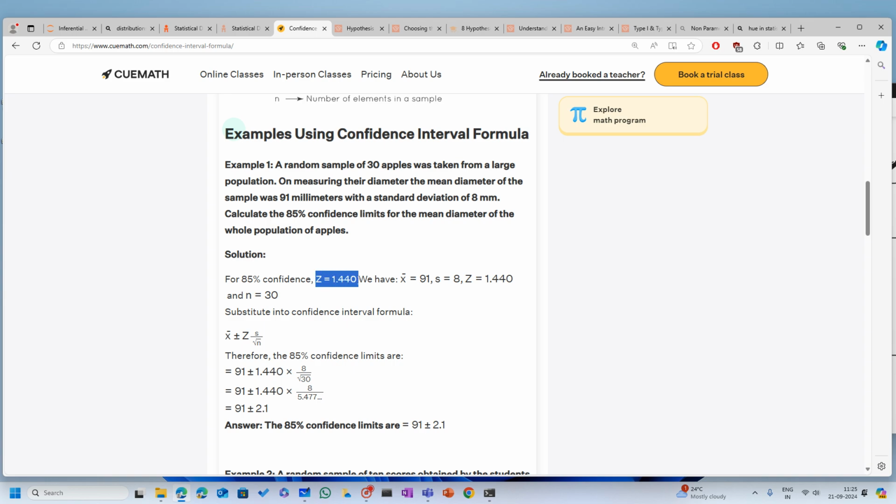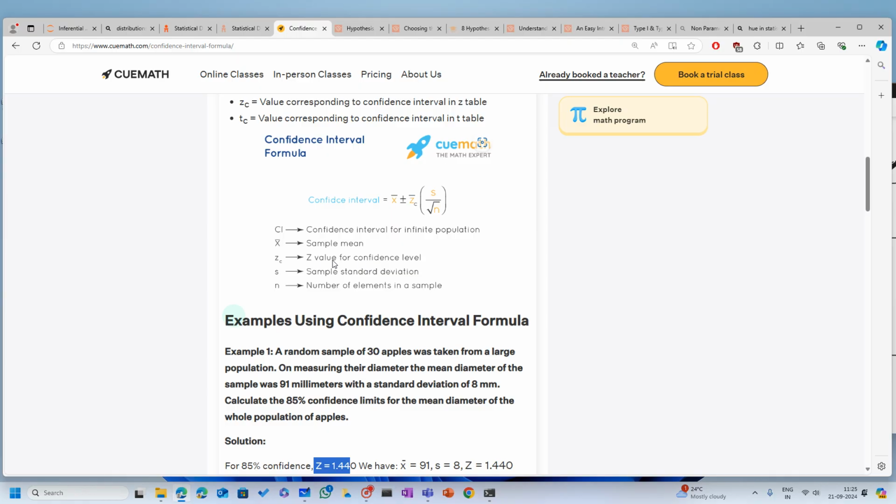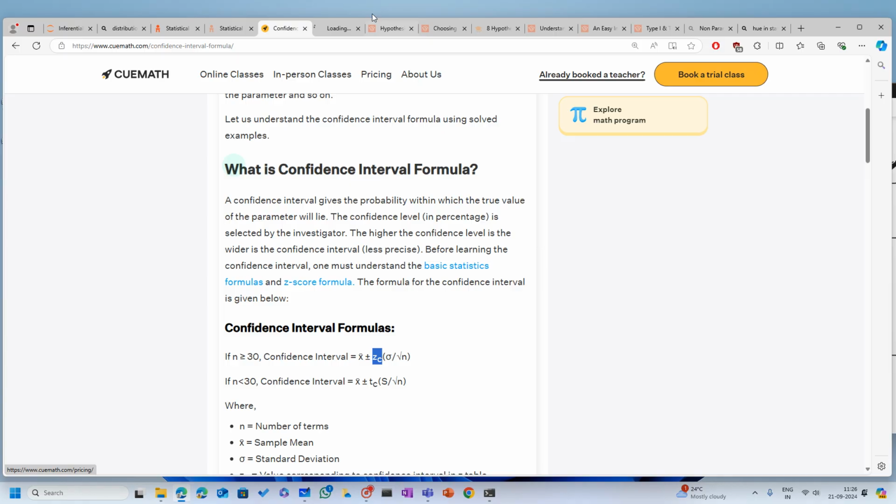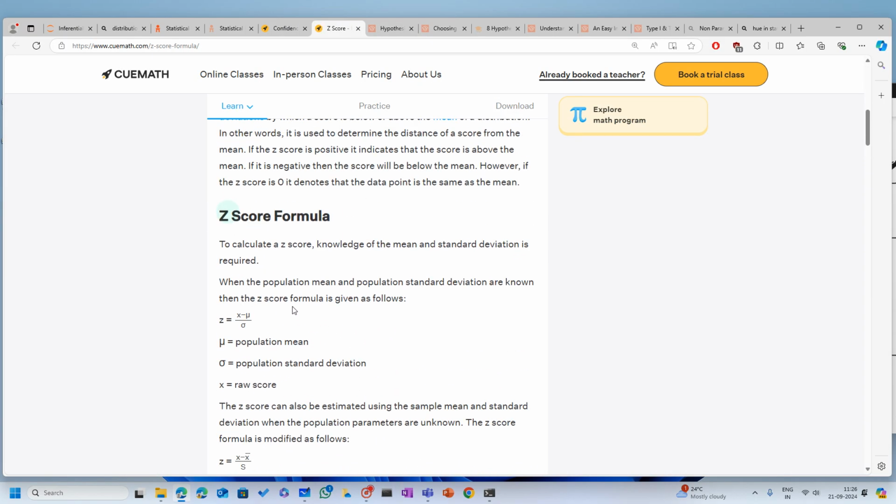So you just substitute, z value is given. Okay, 8 millimeter divided by, okay, 1 second. So z value is 1.44. So this again you have to calculate separately, which they have not shown in this formula. Z value for confidence level, where is the formula? Z of c. Okay, z score again you have to calculate using a different formula, which is given by x minus mu by sigma. X is the actual value, mu is the mean value, sigma is the standard deviation.